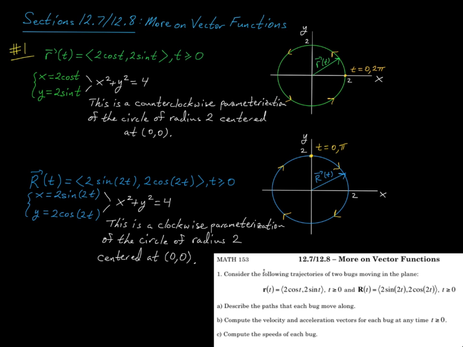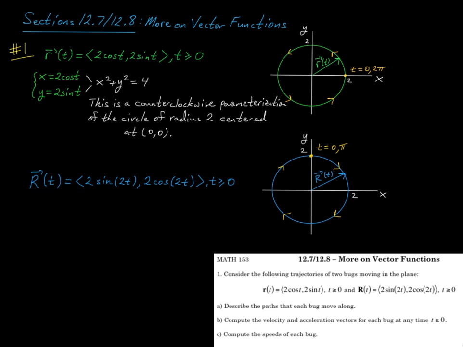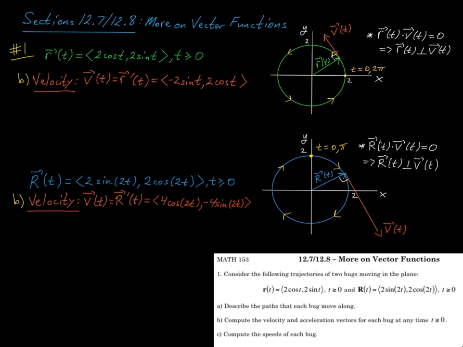It says, compute the velocity and acceleration vectors for each bug at any time t greater than or equal to 0. Well, as we saw in the last two sections, the velocity by definition is the rate of change of our position vector with respect to time. So in other words, it's just r prime of t. And to compute the derivative vector, we just differentiate component-wise. So this will be negative 2 sine t comma 2 cosine t for the velocity vector of little r of t.